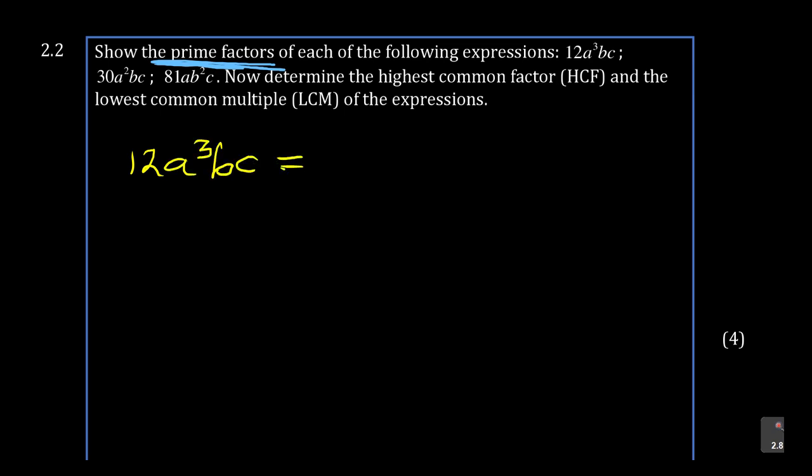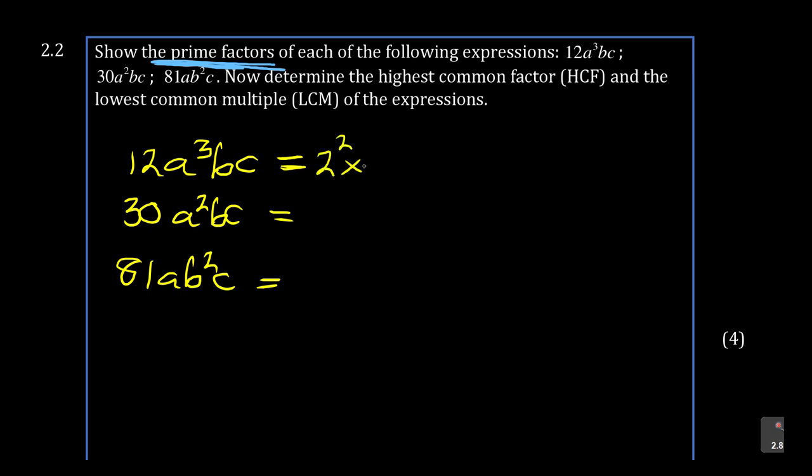Now I want you to do that thing for 12: 12 equals, shift, fact, and then tell me what you get for 12. And then the other number is 30a squared BC, and the other number is 81AB squared C. So now just tell me what you're getting for 12. You say 12 equals, then you press shift FACT. Okay, so 12, I'm getting 2 squared times 3. Then that is the number 12. Then I'll write A cubed as is, and then BC.